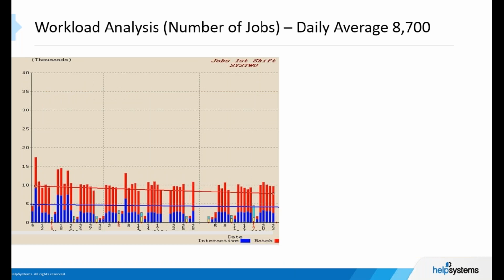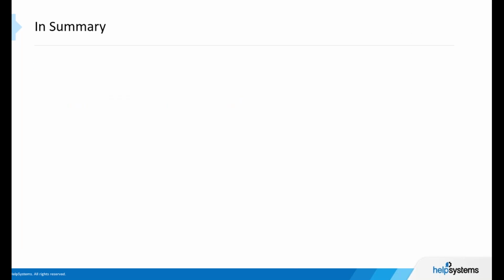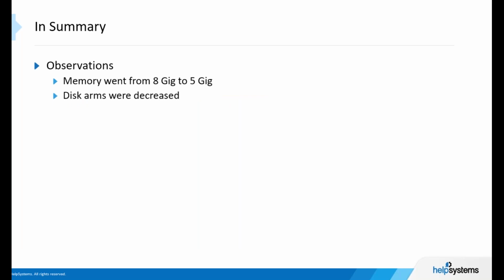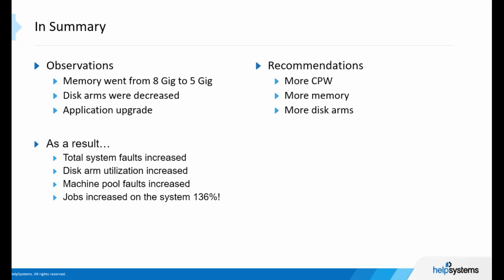And then I got to, let's look at their workload. When I looked at the number of jobs in their system after the upgrade, they had an application upgrade where they added 136% more workload on the box. So I went, okay. Obviously they downgraded memory, disk arms were decreased, and they did an application upgrade on top of that. So obviously look at what happened, right? Faulting was bad, disk arm was bad, machine pool was bad. I looked at it and said, okay, obviously we need more CPW, more memory, more disk arms. And by their own admission, it was a catastrophic failure.